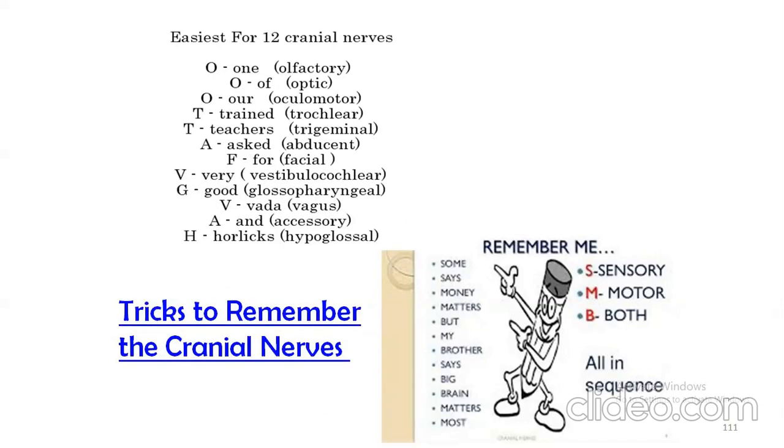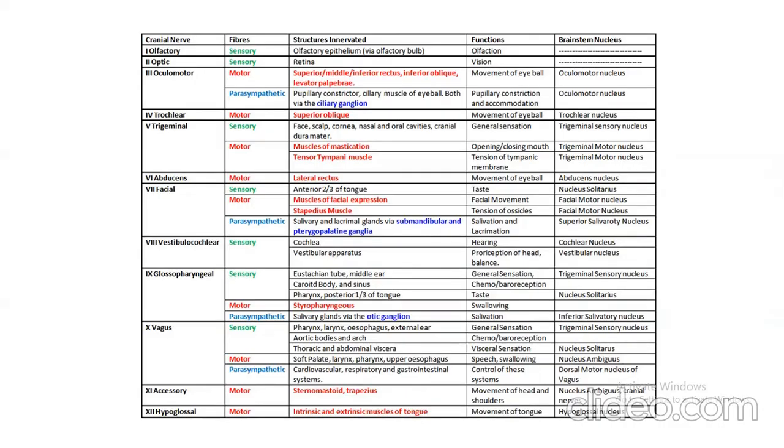Now here is the trick to remember the cranial nerves. Now see, here is the total overview of the cranial nerves. First one is olfactory, which is the sensory nerve. Optic is sensory nerve. Oculomotor is the motor nerve. Trochlear is motor nerve. Now this trigeminal is the mixed nerve, which means it contains the sensory and motor.